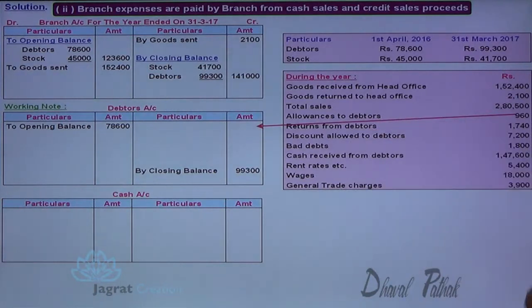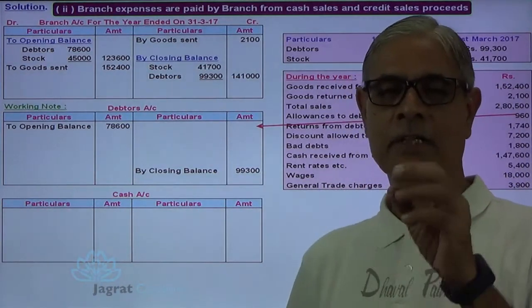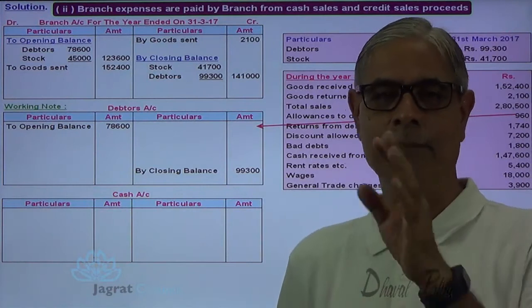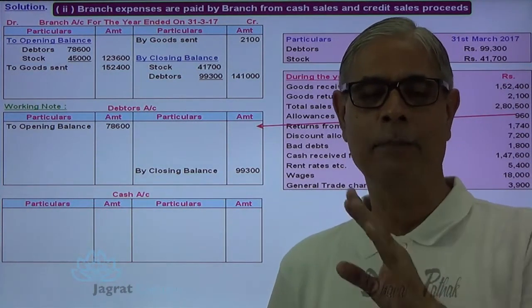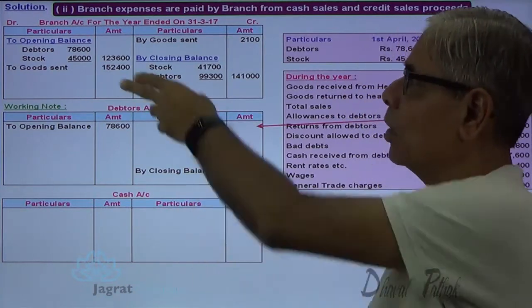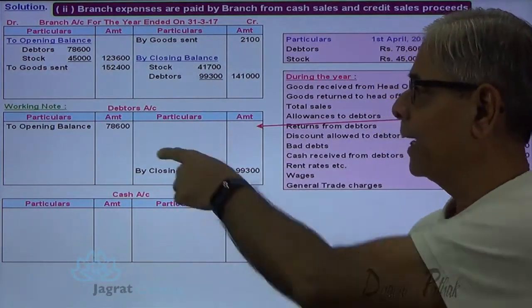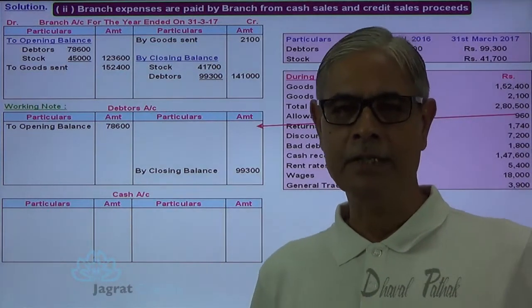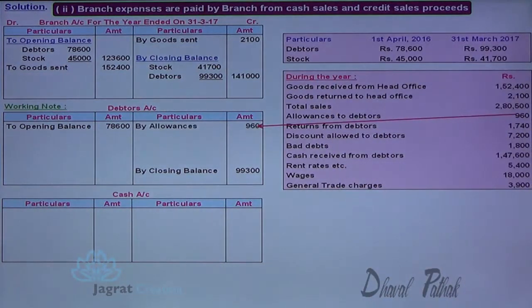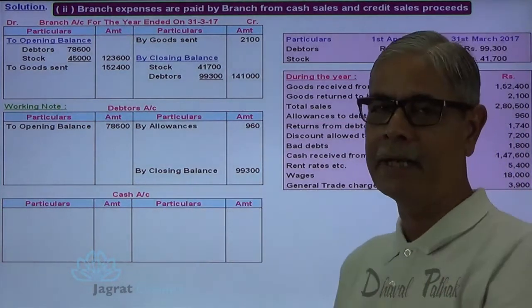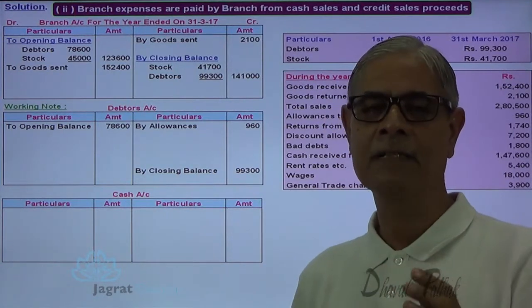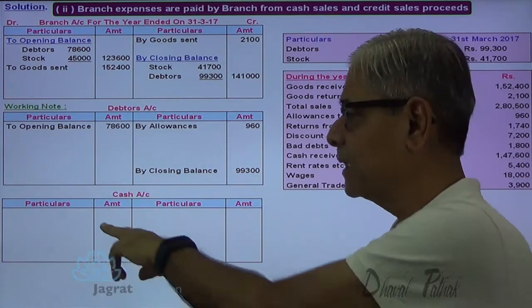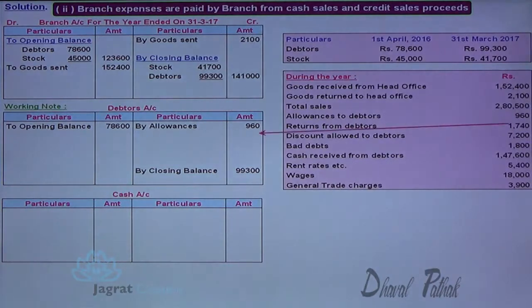So allowance from debtors. So concession, discount granted to debtors is a transaction between branch and debtors. It is not a transaction between HO and branch. Hence this transaction is not recorded in this branch account. But I record this allowance in debtors account in my working note because I want to find out the credit sales. Once I find out the credit sales by preparing debtors account, from total sales, I'll deduct the credit sales, I'll get the cash sales. And that cash sales will be recorded in this cash account.